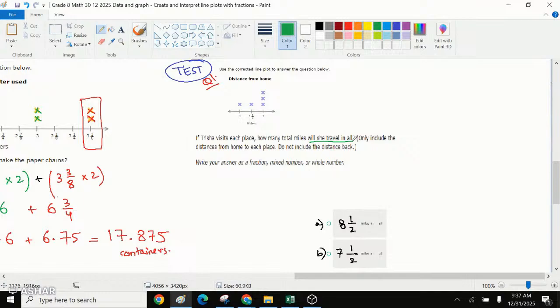We need to find the total distance. That means 1 mile was 1, plus there's 1.5 miles at one location. And how many locations with 2 miles? There were 3 locations, right? So 1 plus 1.5 plus 6. So 6 plus 1.5 is 7.5 and 7.5 plus 1 is 8.5, which is also written as 8 and 1/2.